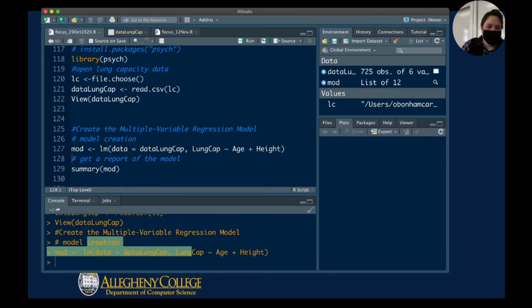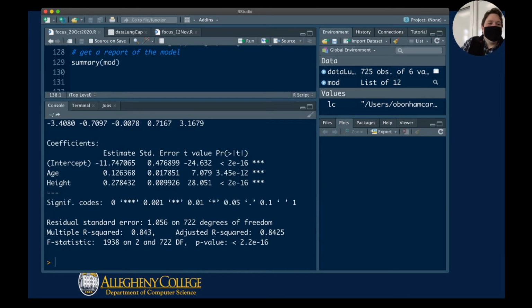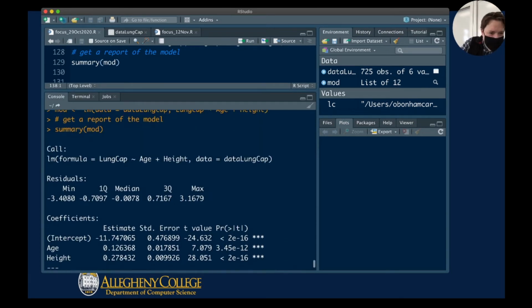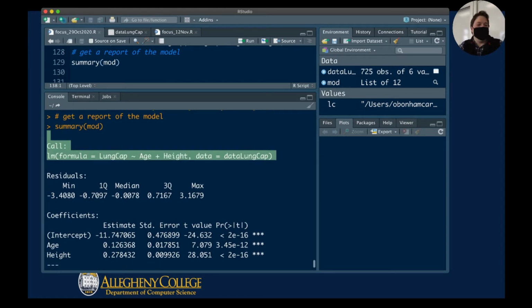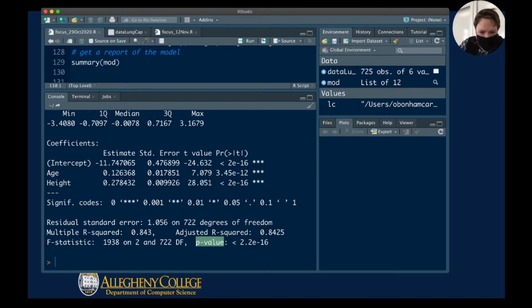No errors show up down here, which is exactly what I want. But if I look at the summary, this is where things get interesting. From the call, this is what the model is. But I can see that I'm looking at my p-value. This is significant. That's a very small number. It's between 0 and 0.01, which means I'm within the 99% confidence range. So I know that this model is significant as it stands. Another interesting thing is that we have age and height, which are already quite telling of how lung capacity is influenced.